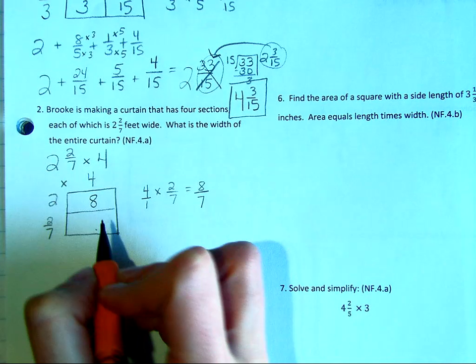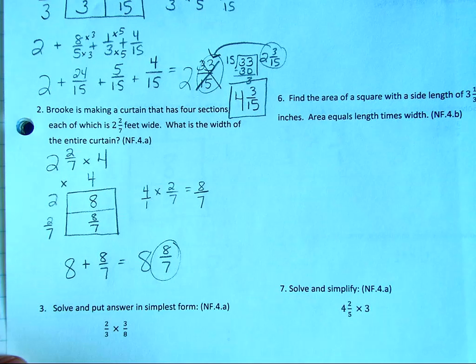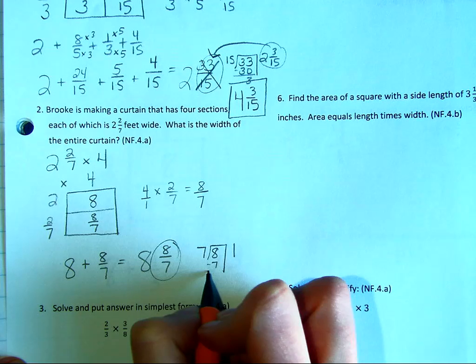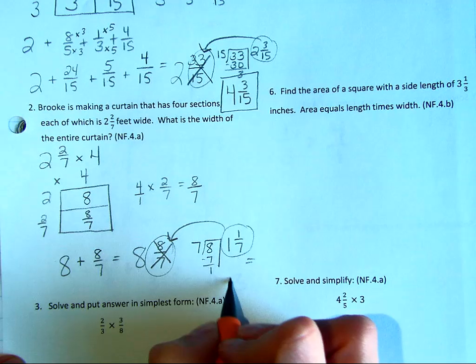I'm going to put this together, and I get 8 plus 8/7 equals 8 and 8/7. This is an improper fraction, so I need to turn it into a mixed number. 8 divided by 7 equals 1 whole and 1/7. So this is going to replace my improper fraction. So now I have 8 whole plus 1 1/7 equals 9 1/7.